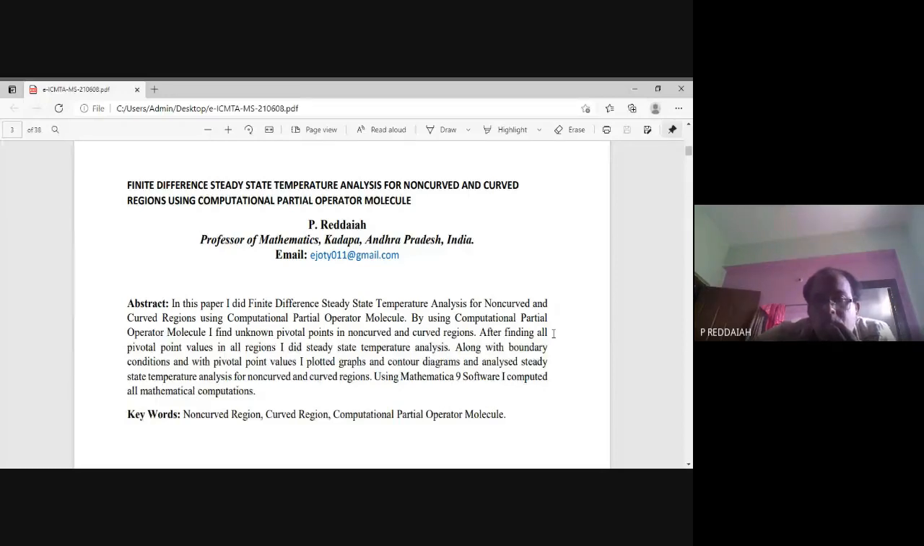Along with pivotal point values, I plotted graphs and contour diagrams and studied temperature analysis for two regions, non-curved and curved regions. Here I used Mathematica 9 software for all mathematical computations. These are some of the keywords.